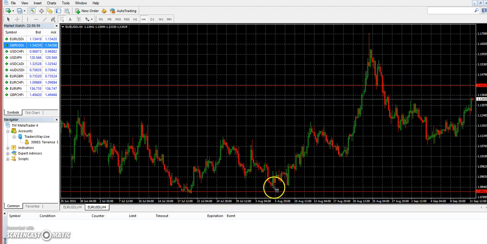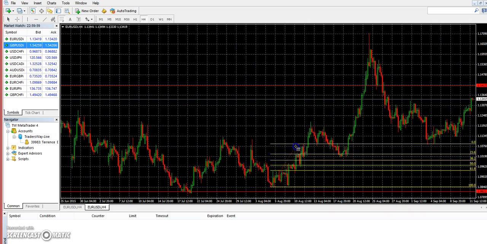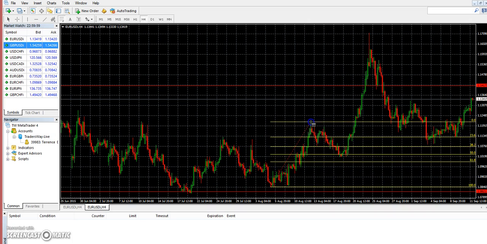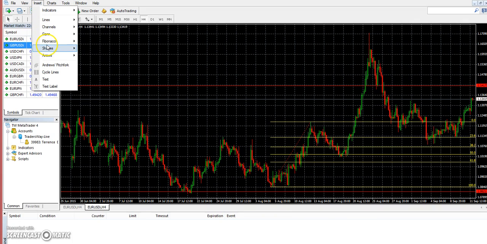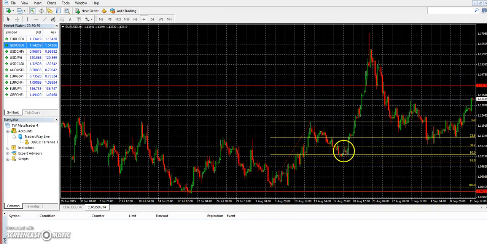So if we would have verified that, we would have gone over here, got our Fibonacci retracement indicator, and gone from this low right there all the way up to that high right there. That's how we would have done that. And we will go here and we'll insert what we call the magical box.